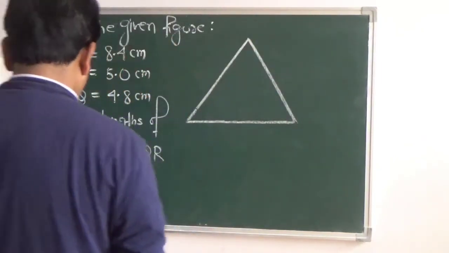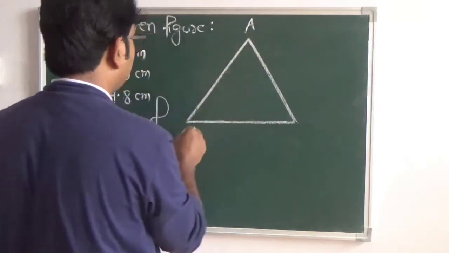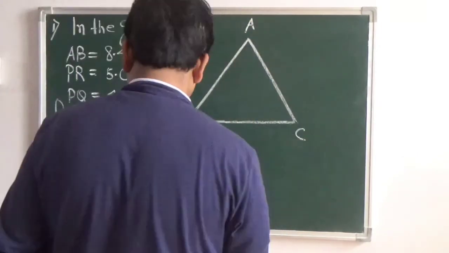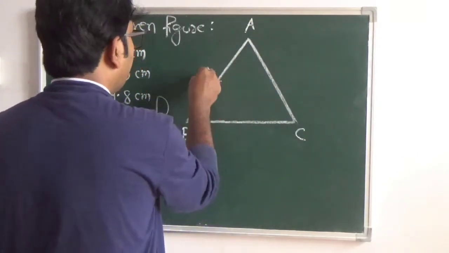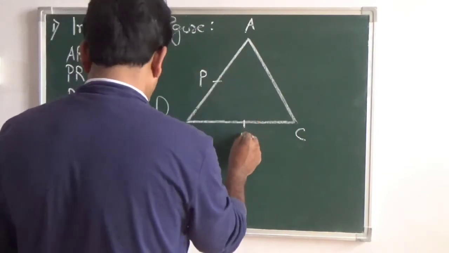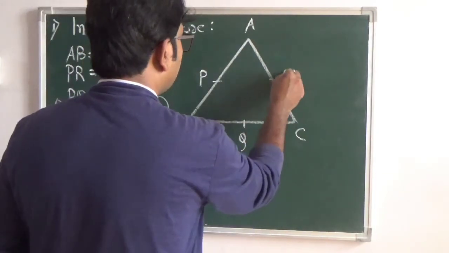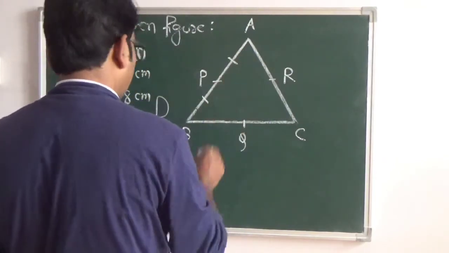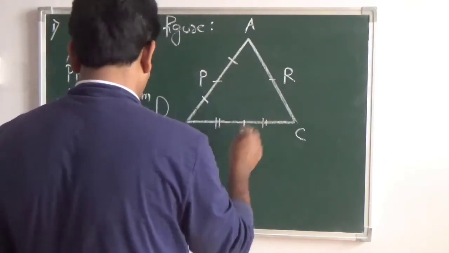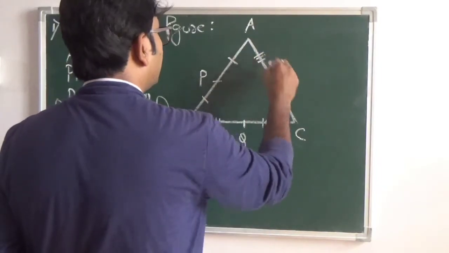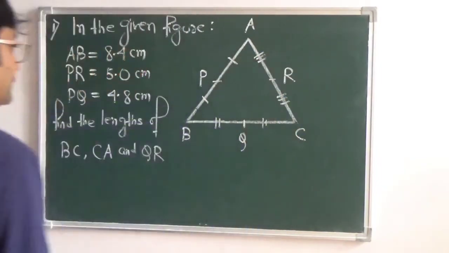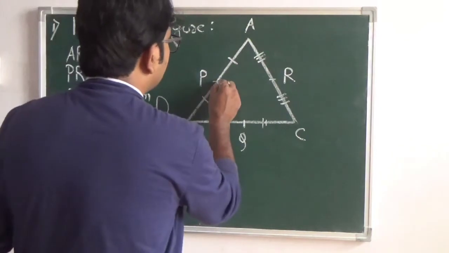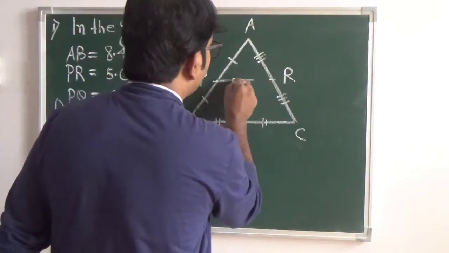So let us draw the diagram here. This is the triangle ABC. We have this is P, this is Q, and this is R. P is the midpoint, Q is the midpoint, and R is also the midpoint. So this is the diagram. So let us join this.